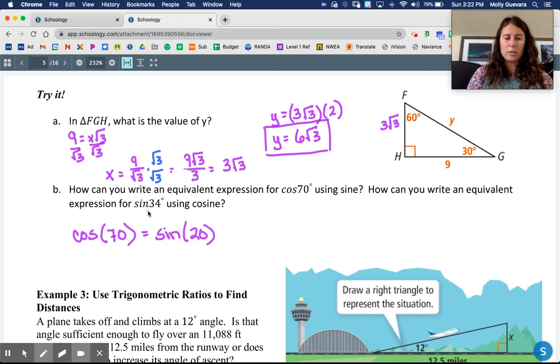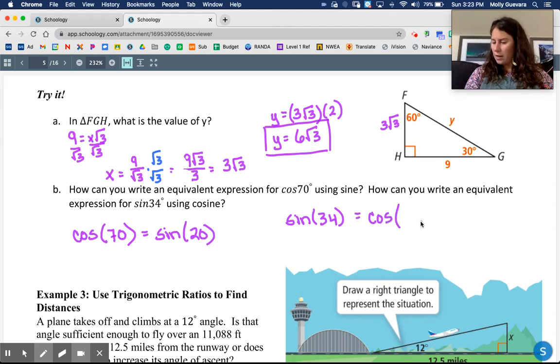I want you to try this one real quick. Write the equivalent expression for sine of 34 degrees. And I want you to write it in terms of cosine. So take 5 seconds or so and do that. Okay, so our job here was to find the complement, right? What plus 34 equals 90? And we should have gotten 56. So 34 plus 56 equals 90. So sine of 34 equals cosine of 56.